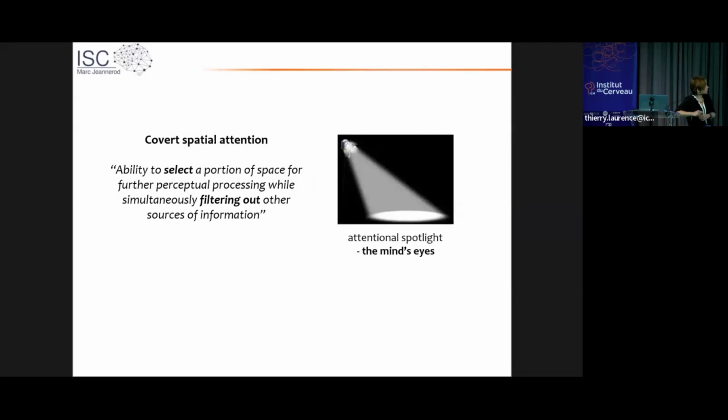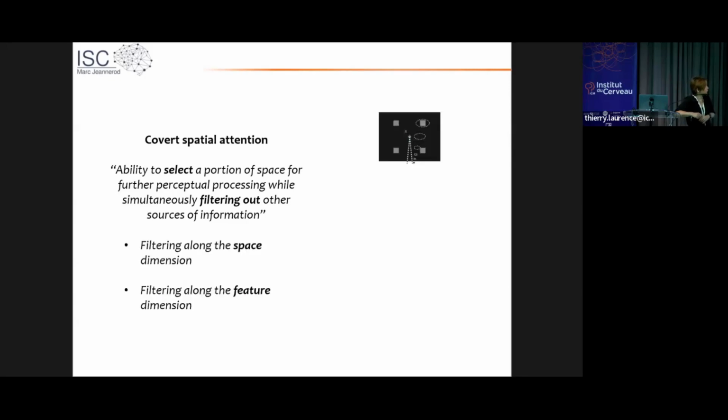Some people have translated this when defining covert spatial attention in the construct of an attentional spotlight. You can think of it as the mind's eye moving around in different feature dimensions in order to select a portion of space or information for further perceptual processing while simultaneously filtering out other sources of information. So again, this concept of selection and suppression. This concept is independent of eye movements, and this is going to be important for the rest of my talk.